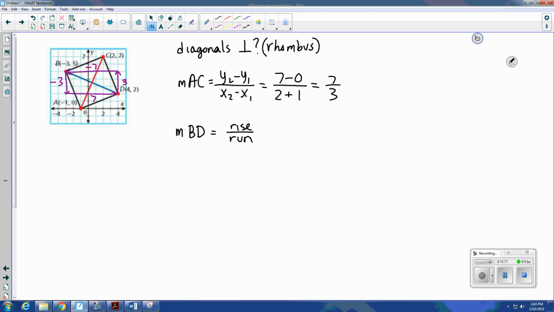So if you're going to count, just keep that in mind. Going down, the rise is negative. Going up, the rise is positive. Going left, the run is negative. Going right, the run is positive. So we're going to get, again, negative 3/7.